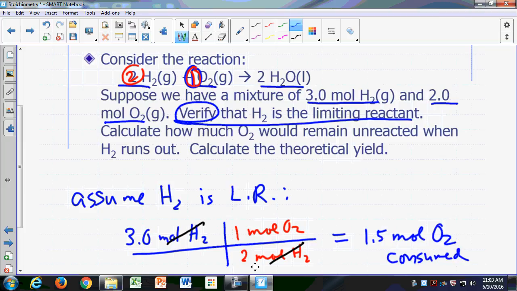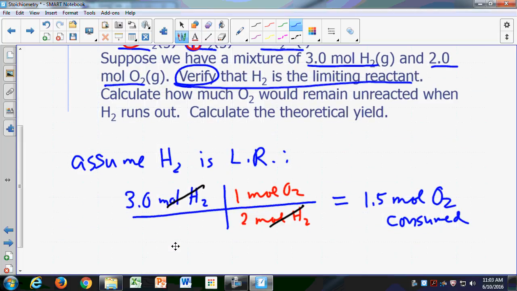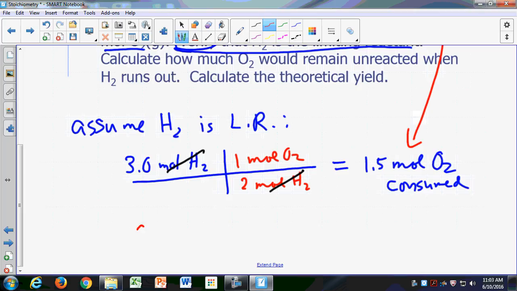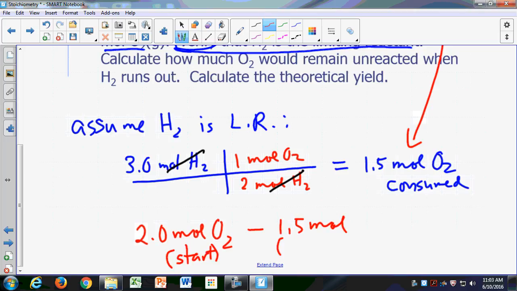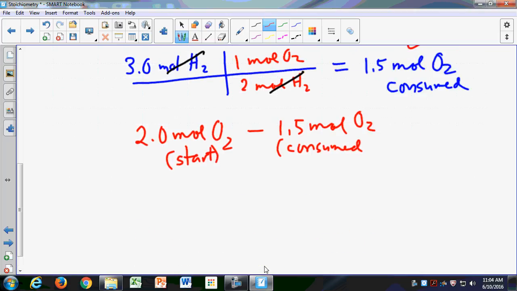Is that reasonable? Well, how much O2 do we have to begin with? According to this, we have 2 moles of O2 to begin with. Well, that's possible, right? So how much O2 would you have left? 2.0 moles O2 to begin with, minus 1.5 moles consumed. At the start, this is consumed. You will have 0.5 moles of O2 unreacted. So we made a valid assumption. We did not reach a contradiction.